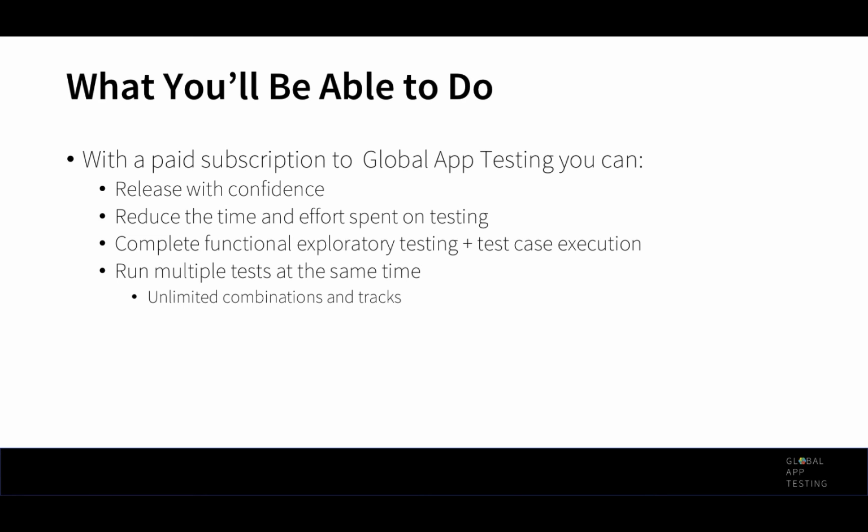It's a complete functional exploratory testing and test case execution, and you can run multiple tests at the same time. So that's really unlimited combinations and tracks of mobile devices and combinations and the things that you need. You get 15 to 20 crowdsourced testers on your app delivering you bug reports in less than 48 hours. So unless you have a team of QA of 15 to 20 people globally that are able to give you bug reports in less than 48 hours, you are missing out on major efficiencies in your organization.